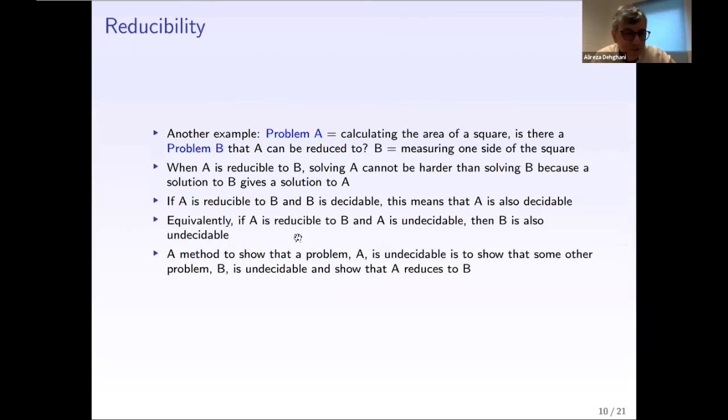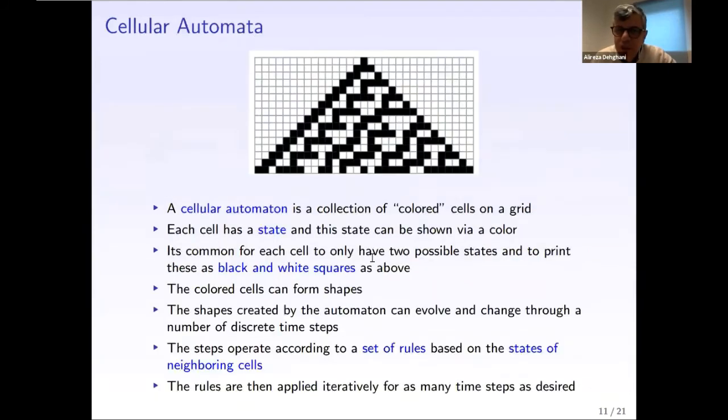So equivalently, if A is reducible to B and A is undecidable, then B is also undecidable. A method to show that a problem is undecidable is to show that some other problem is undecidable. That's a very interesting idea. Like the example I brought you from real life, you can probably find a lot of situations in real life where we use the same approach.